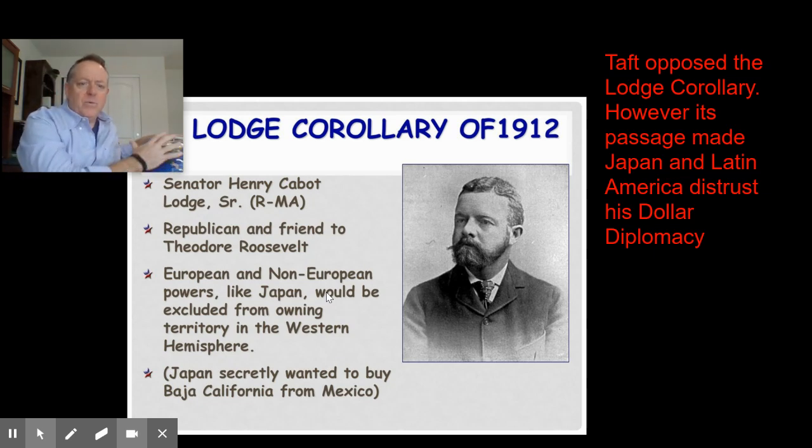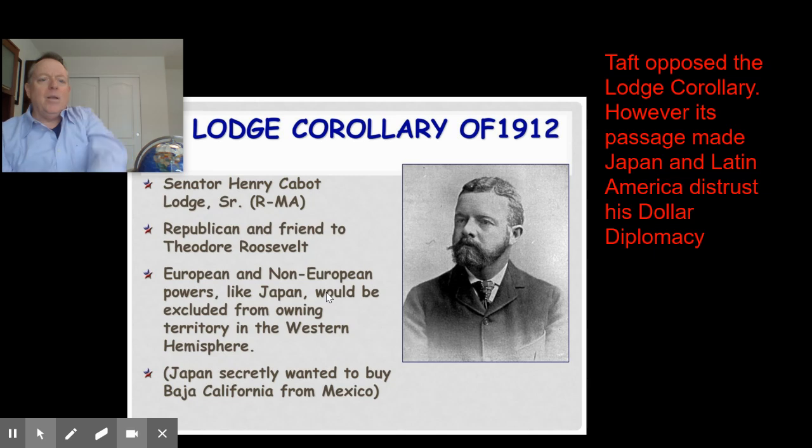The Western Hemisphere was the U.S. backyard, and we did not want anybody coming in there. Japan had wanted to purchase a large tract of land from Mexico, and the Lodge Corollary forbid it. This made other countries begin to distrust Taft's belief in dollar diplomacy.